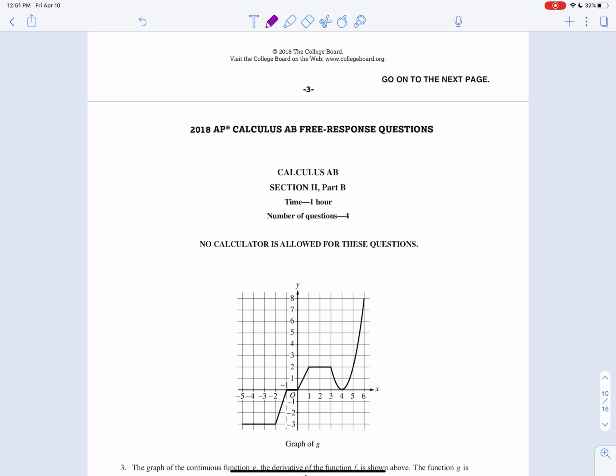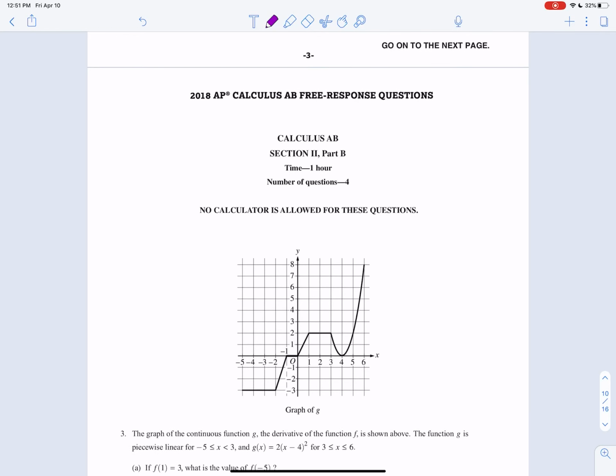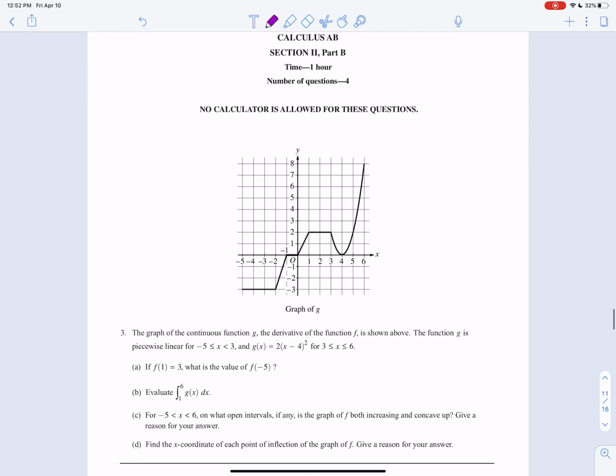Here's 2018 question 3. Notice how there's no calculator active here, but that doesn't mean it's a difficult problem, okay? In most of these cases, it's actually a lot easier. Here's a graph analysis problem. I right away understand that the graph represents g, and they do tell me that the function g is a piecewise function from -5 to 3, and from 3 to 6, that's actually a parabola right there, okay? So, here we go.